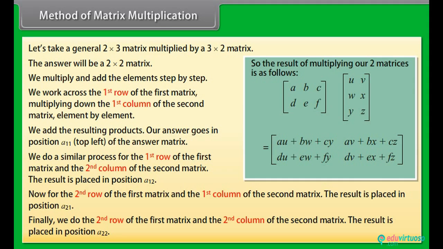So, the result of multiplying our two matrices is: the matrix row-wise, first row A, B, C, second row D, E, F, times the matrix row-wise, first row U, V, second row W, X, third row Y, Z, produces the matrix row-wise, first row AU plus BW plus CY, AV plus BX plus CZ, second row DU plus EW plus FY, DV plus EX plus FZ.